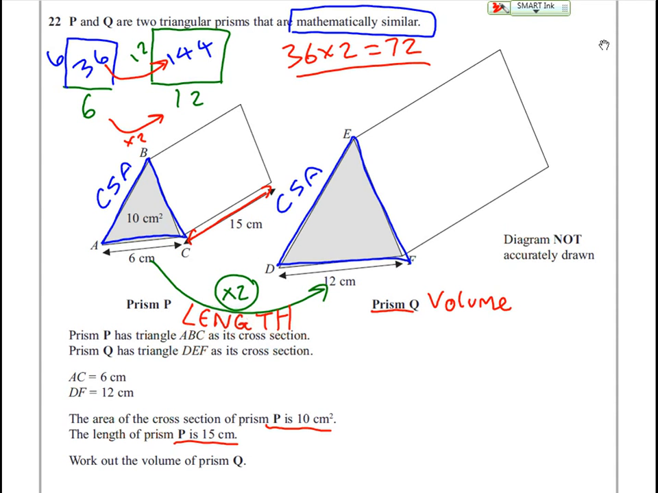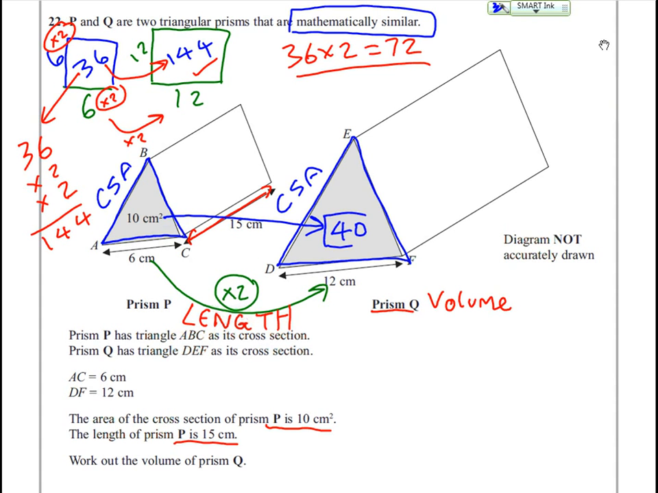So, let's investigate. We times this by 2, and this times 2. So for our new area, we have to do 36 times 2 times 2. And 36 times 2 is 72, times by another 2 gives us the right answer of 144. What that means is we have to times by 2 twice, aka 2 squared. So to get from 10 to here, it's not going to be 20, I'm afraid. It's going to be 10 times 2 times 2, 40 centimeters squared.